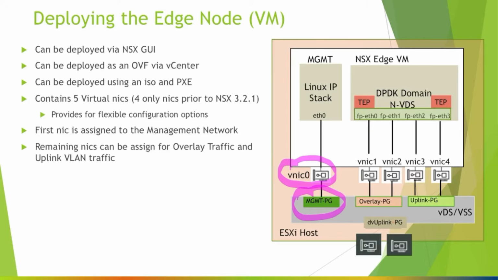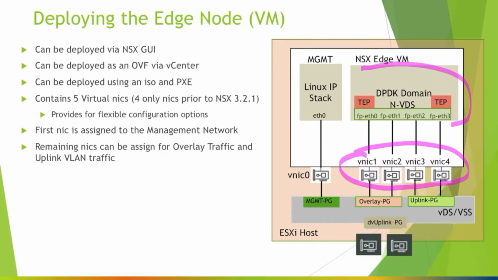The remaining 4 NICs here are referred to as the fast path, FP ETH0, ETH1, 2, and 3. And they're using what's called the Data Plane Development Kit. Basically, they're part of this Intel library of drivers for high performance. I'll just leave it quick and simple as that.